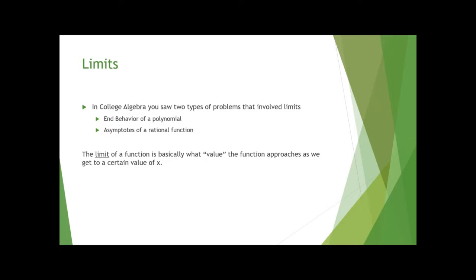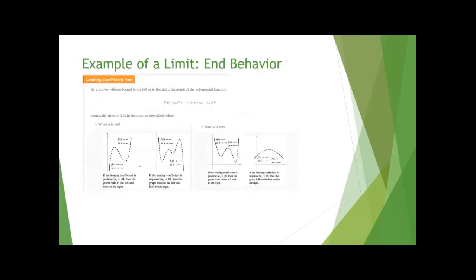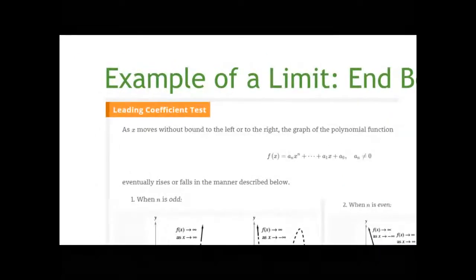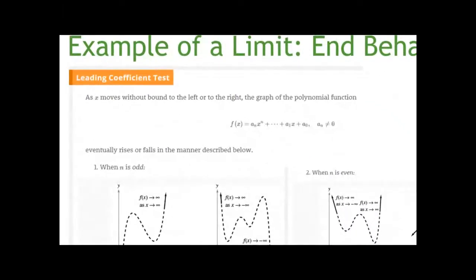Since we've seen this in terms of end behavior and asymptotes, that's where I'm going to start this off. I'm going to start with limit in regards to end behavior. I'm actually going to zoom in. Way back in college algebra, you learned about the leading coefficient test. The leading coefficient test was basically telling you whether something went up or went down depending on what it looked like, and then depended on if it was an even or an odd function. And that was called the end behavior.